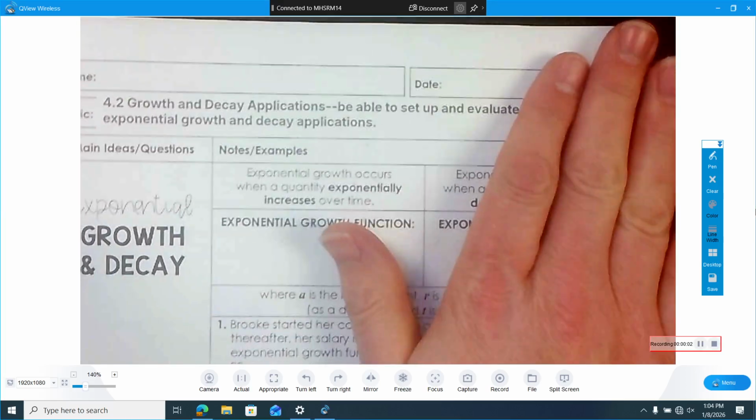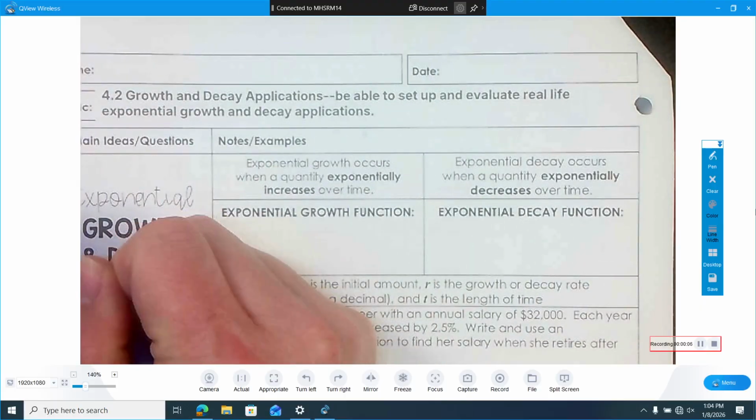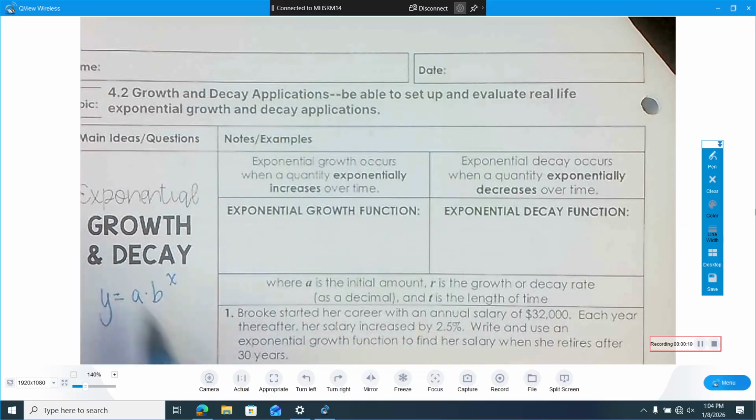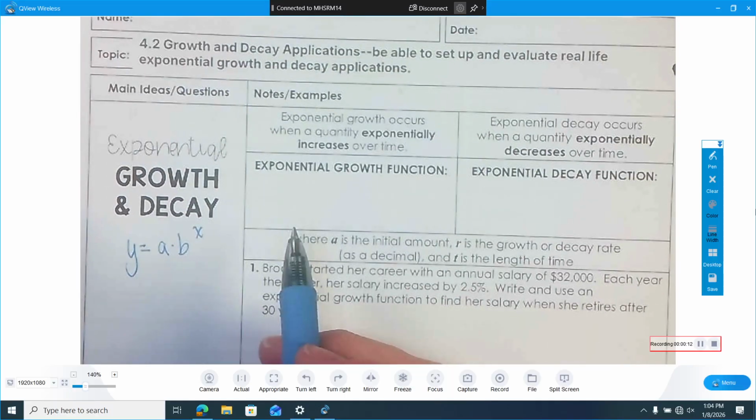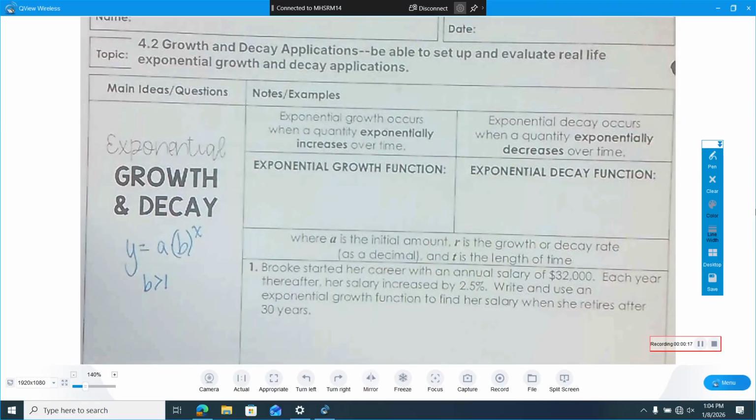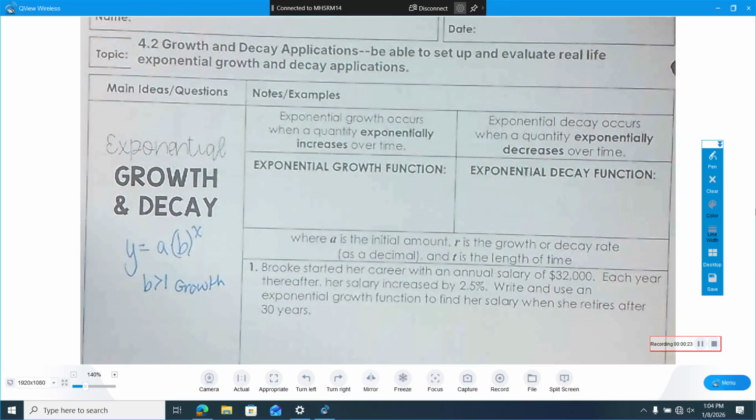So we looked yesterday at exponential growth and exponential decay models, and this was a generic model. If the b is greater than 1, that's this value right here, the one right below the x. If b is greater than 1, we get a growth curve, which looks like what? What does it look like?